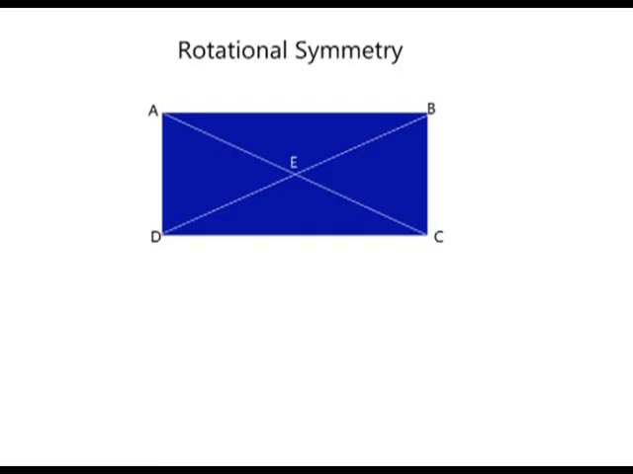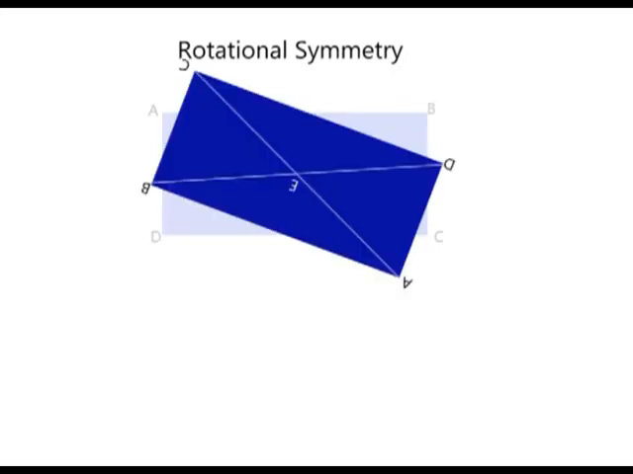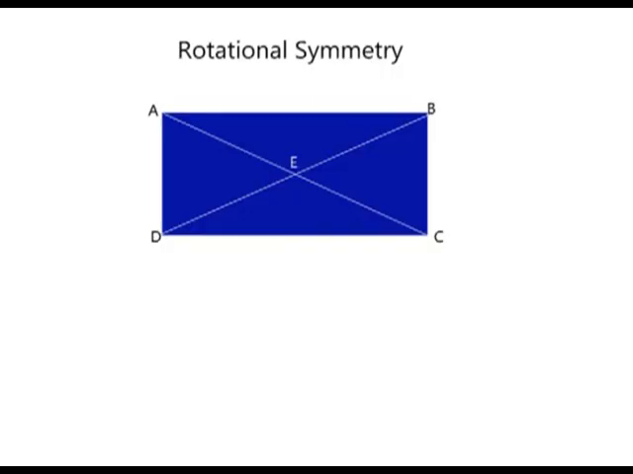In this figure, ABCD is a rectangle and has a center E. When the figure is rotated through 180 degrees about E, it fits onto itself. Another rotation of 180 degrees about E, and the rectangle assumes its initial position. The rectangle is said to have a rotational symmetry of order 2. The point E is the center of rotation. Any figure with a rotation symmetry of an even order is said to possess point symmetry.